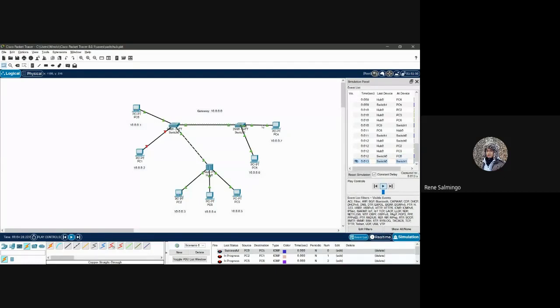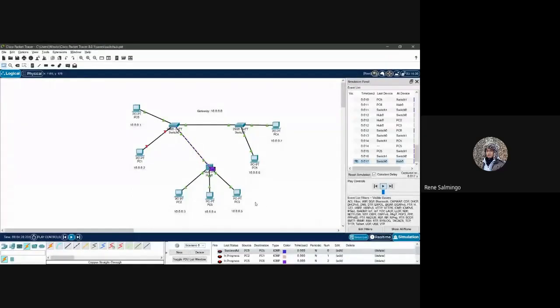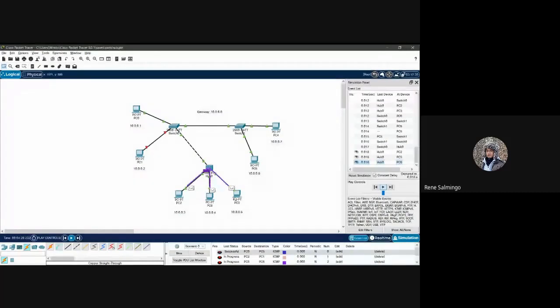So the message from this is successful. That's how we start with switches. This is a simulation of switches, and this is the last PDU that we try to send.